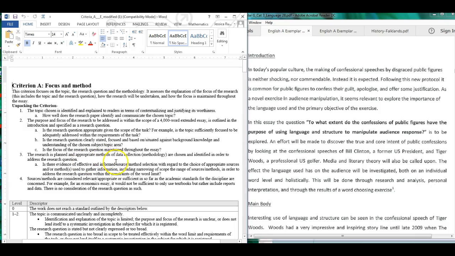Is there evidence of effective and informed source and/or method selection with regard to the choice of appropriate sources and/or methods used to gather information, including narrowing of scope, range of sources, and methods, in order to address the research question within the constraints of the word limit? Sources and methods are considered relevant, appropriate, and sufficient insofar as the academic standards for the discipline are concerned. For example, for an economics essay, it would not be sufficient to only use textbooks, but rather include reports and data. There is no consideration of the research question as such.